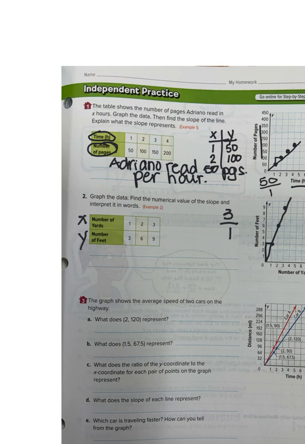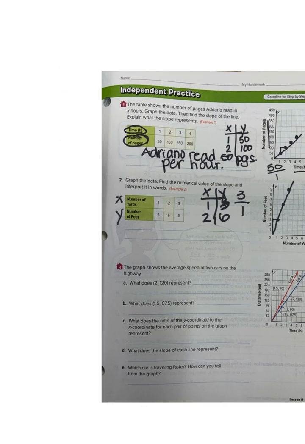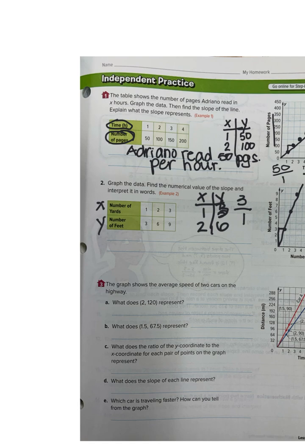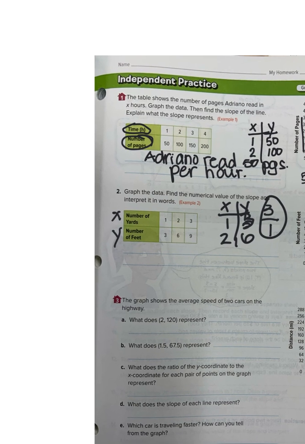To put that into a chart, my x, again, is the yards, 1, 2, and my number of feet is the y, 3, 6. You can see this going up constant by 3 each time, like my slope. So my slope for every 1 yard, there's 3 feet.